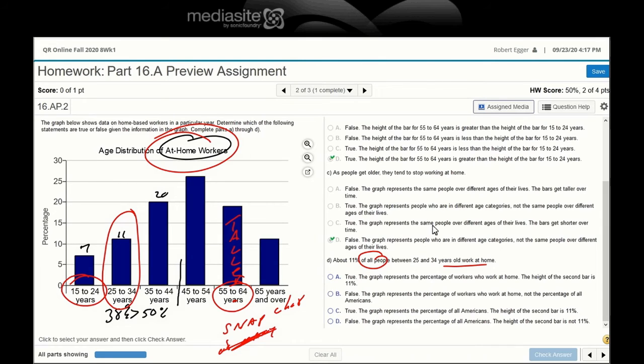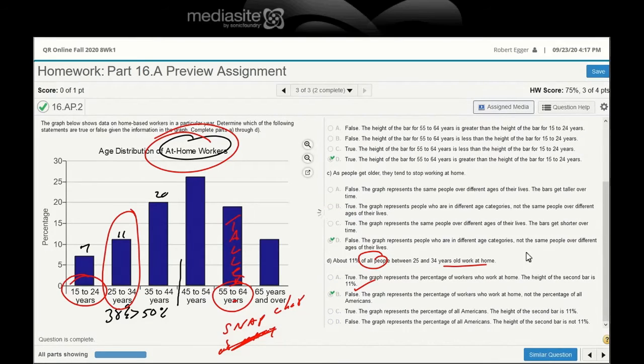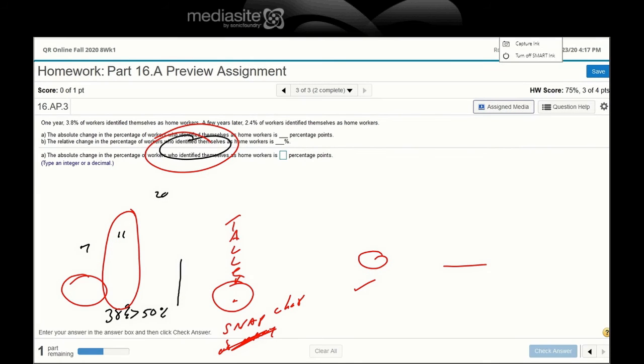Which would be B. It's false because the graph represents percentage of workers who work at home, not percentage of all Americans. What a bum.